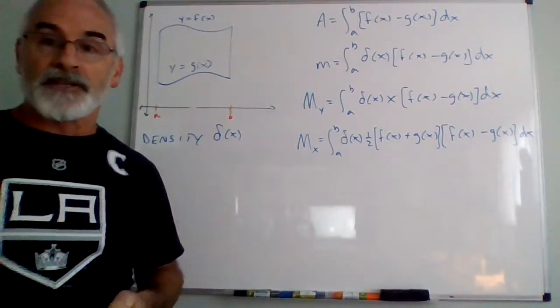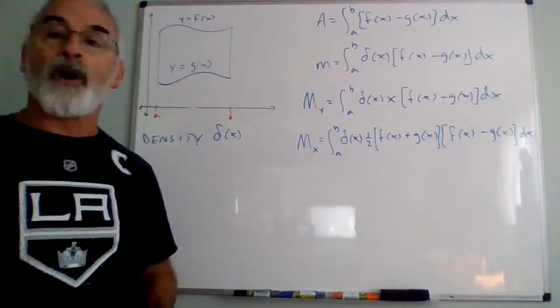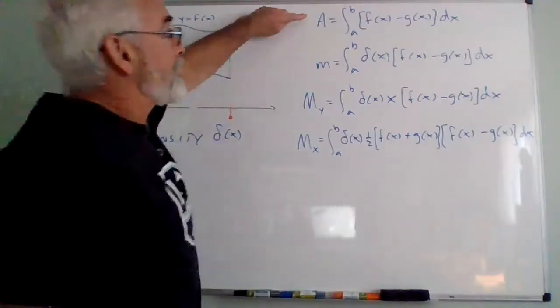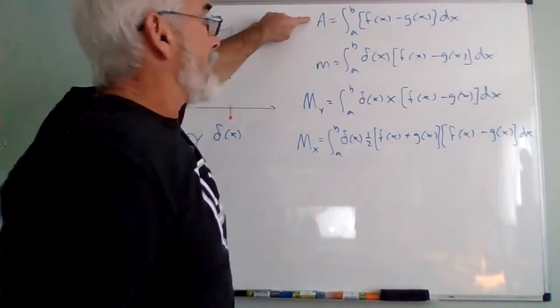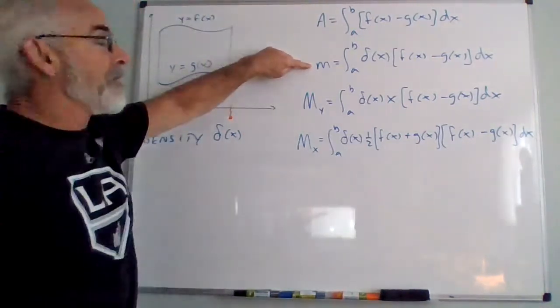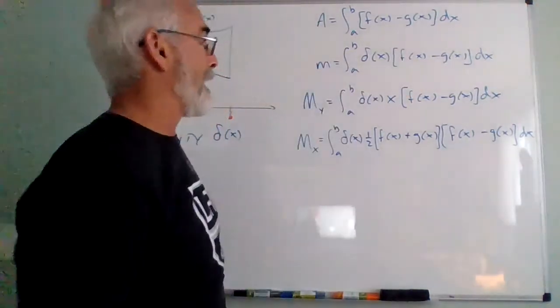Even though we're not interested in the actual calculation of the area, it sets the format for all of the other things we have to find. So we know the area is simply the integral of f minus g from a to b. Now with that, we then know that the mass is the density times the area parameter.